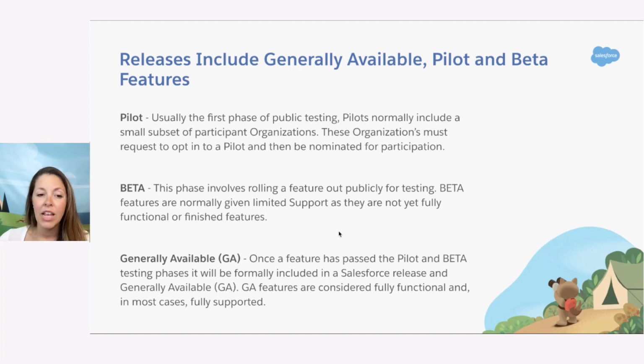Generally available is where features go, usually once they pass pilot and beta, although a lot of features go straight to GA, and they'll be formally included in a Salesforce release and considered GA. These features are considered fully functional and are generally fully supported.